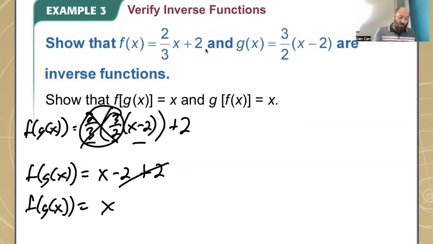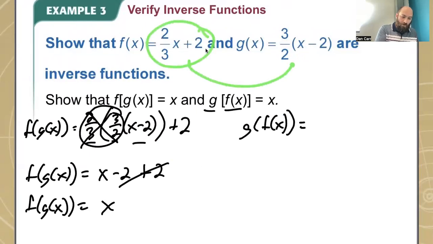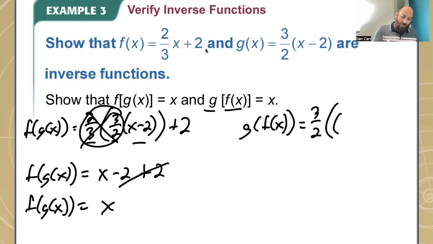One side is not enough. I also have to do the g of f of x. So that's going to look like this. So g of f of x, I'm going to be taking this whole function and putting it into that input. Okay, so there'll be 3/2 parentheses, another set of parentheses, 2/3 x plus 2 minus 2, and then other parentheses here.